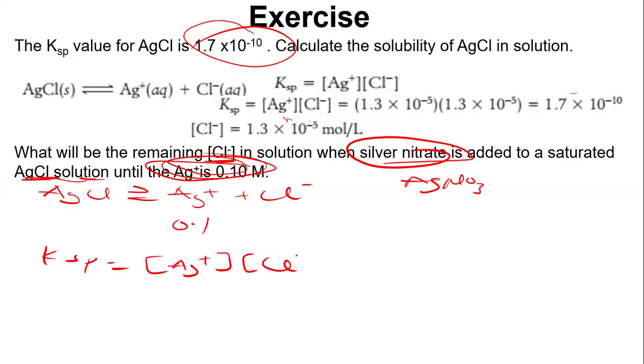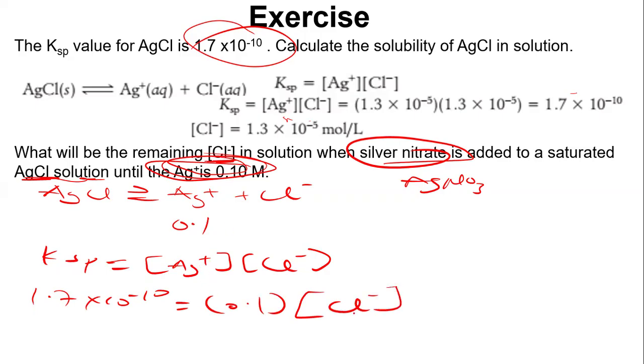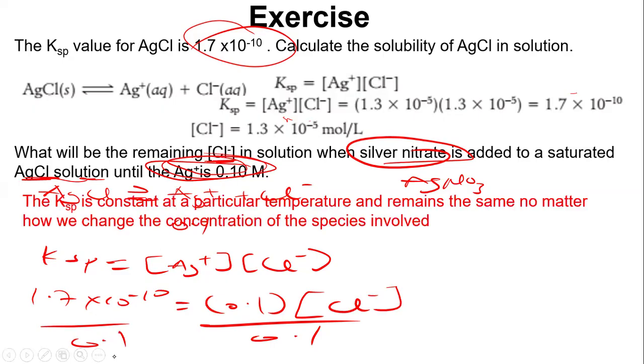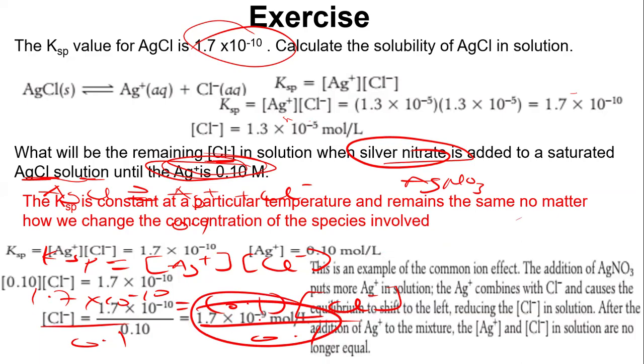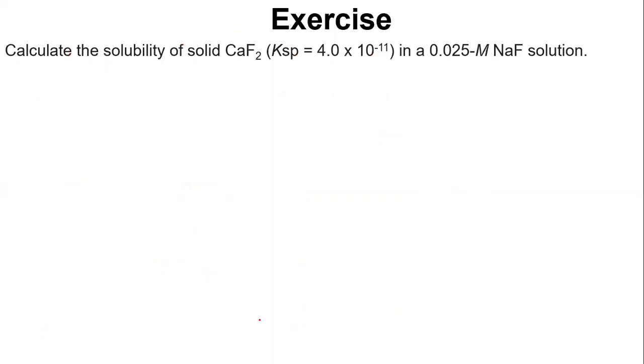So the KSP expression will still be the concentration of silver multiplied by the concentration of chloride, right? Now they have given us the KSP, which is 1.7 times 10 raised to the power negative 10. They have given us the concentration of the silver, which is 0.1. Now we don't know the concentration of the Cl minus. So we divide this by 0.1, divide this by 0.1, and that should give us our answer. So our answer is 1.7 times 10 raised to the power negative 9 mole per liter. Very simple.